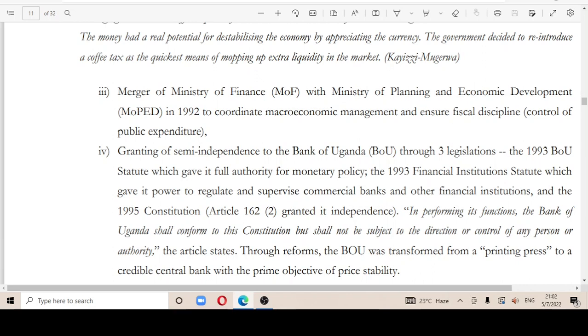And then also we have the granting of semi-independence to the Bank of Uganda, through granting it full authority to monitor the money moving in the economy and also regulate commercial banks.